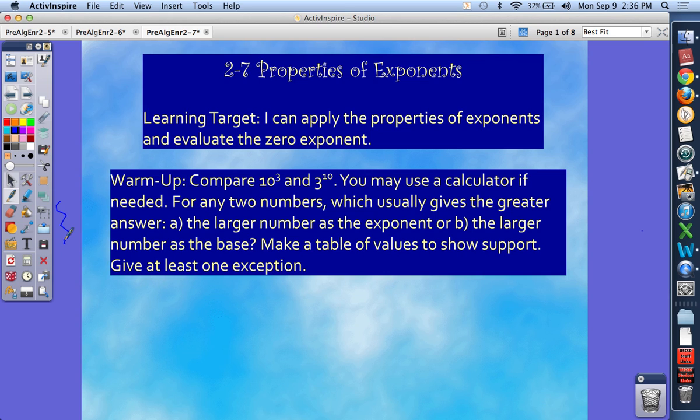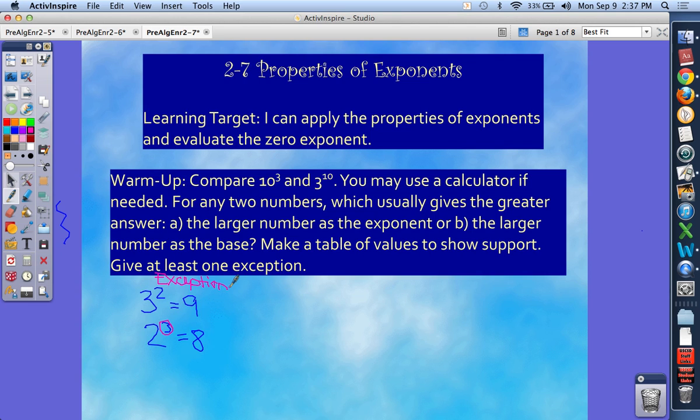Okay, so now that you've completed the warm-up, when you're comparing 10 to the third and 3 to the 10th, what did you notice? Typically, it's better for the larger number to be in the exponent than it is for it to be in the base, although there are exceptions. Here I have 3 squared, which would give me 9, and 2 cubed, which would give me 8. So normally, you'll get a larger result if your larger number is in the exponent, but this is an exception to that, okay? So give at least one exception. This may be one that you have. Maybe you have another one as well.